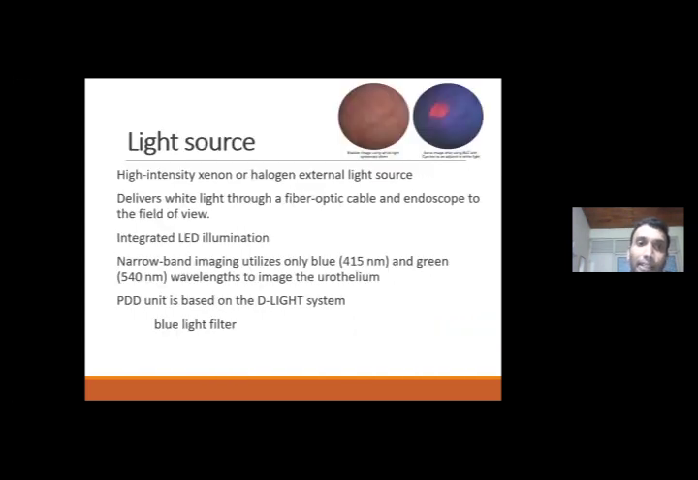Light source: a high intensity xenon or halogen external light source delivers white light through the fiber optic cable and the endoscope to the field of view. Some digital endoscopes are integrated with LED illumination. Narrowband imaging utilizes only the blue and green wavelengths to image the urothelium. The photodynamic units use the daylight system with the blue light filter.